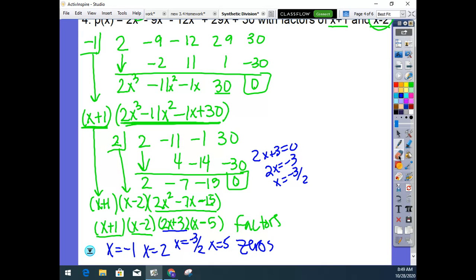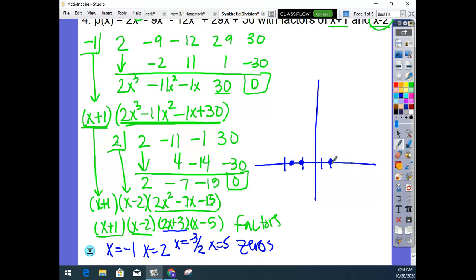All right, now for my graph, let me make room here. So x is negative 1 here. Negative 1.5 is here, in between 1 and 2. X equals 2. X equals 5. Then our constant, I kind of covered it up. Our y-intercept is 30. So kind of way up here, I'm just going to mark 30.